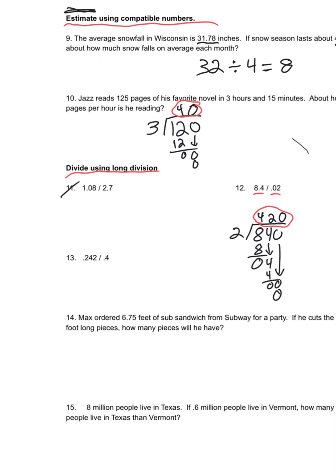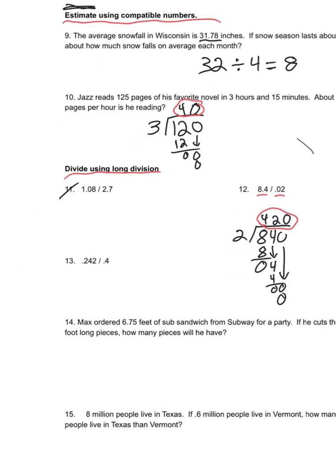Moving on to number 13. We have 0.242 divided by 0.4. Again, we can move that decimal point to make it a 4, but we have to do it on this side as well. Move that decimal inside the 2 and the 4. So you now have 2.42 divided by 4. Let's get rid of that.